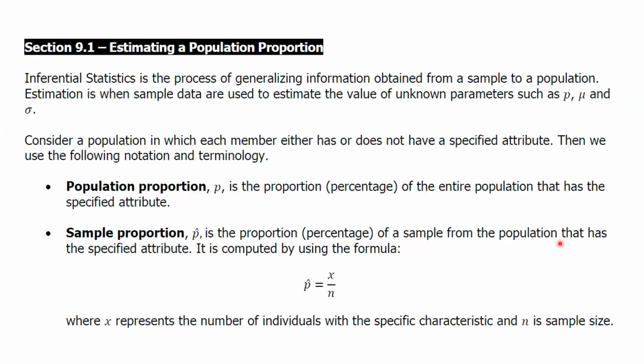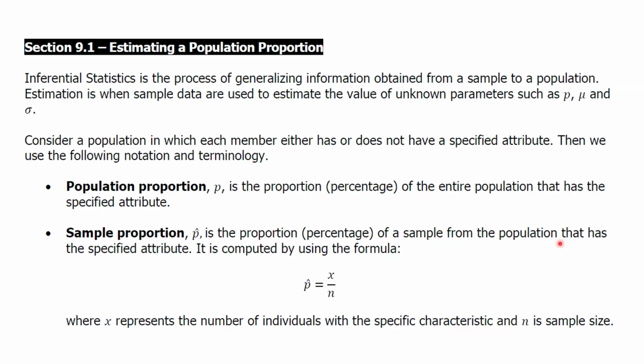So consider a population in which each member either has or does not have a specified attribute or characteristic. For example, we might want to know what proportion of Americans support a particular policy or what proportion of students pass an exam. Then we use the following notation and terminology.